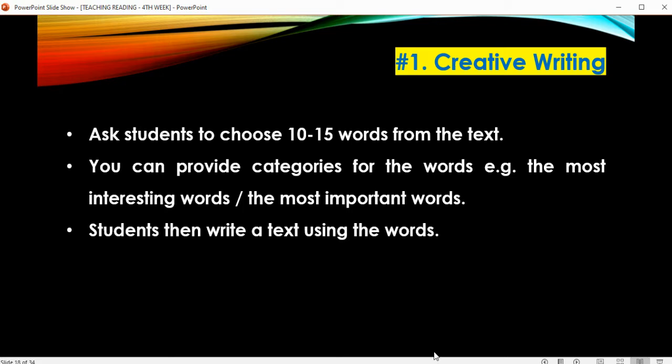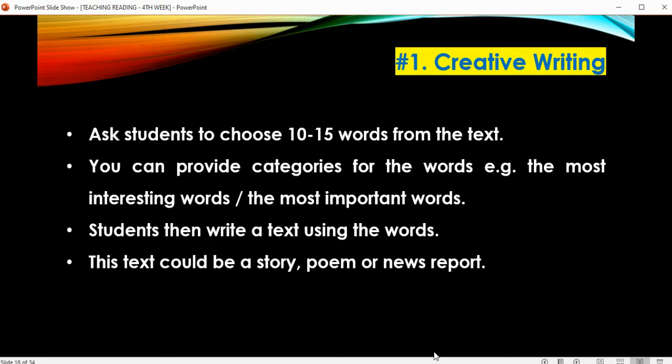Students then write a text using these words. That's why here it says creative. So they are going to create. Could be a story, a poem, or a news report. This is the creative writing.